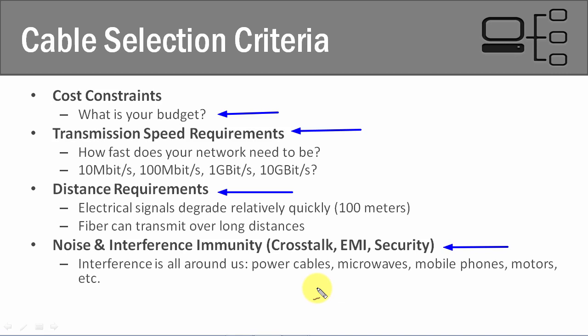So those are the high level criteria that we need to think about. First of all, again, we'll recap. We need to think about our budget and our budgetary constraints. We need to think about our transmission speed requirements both for now and in the future. We need to think about our network distance requirements both now and in the future. And then lastly, we need to think about our noise and interference immunity and also our security concerns.